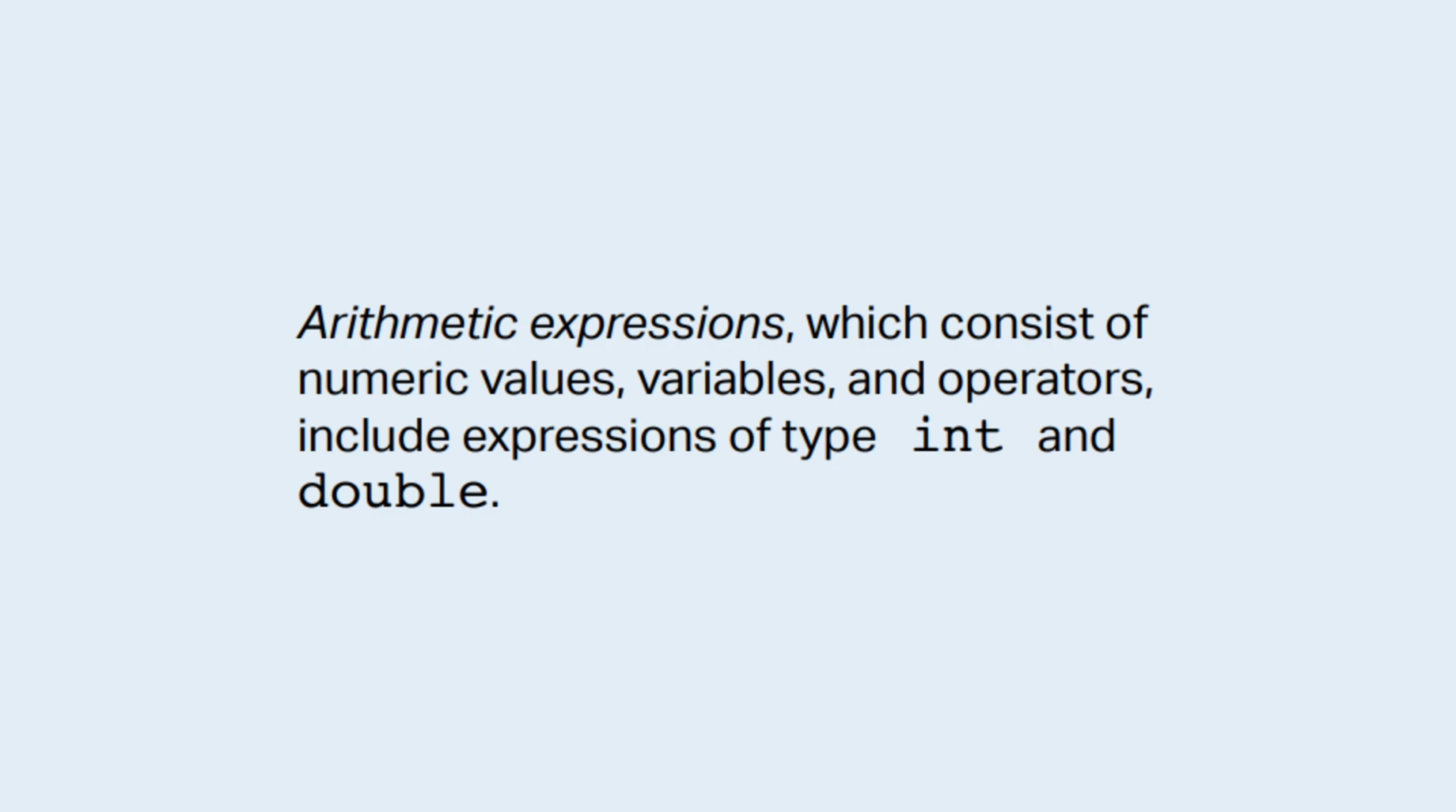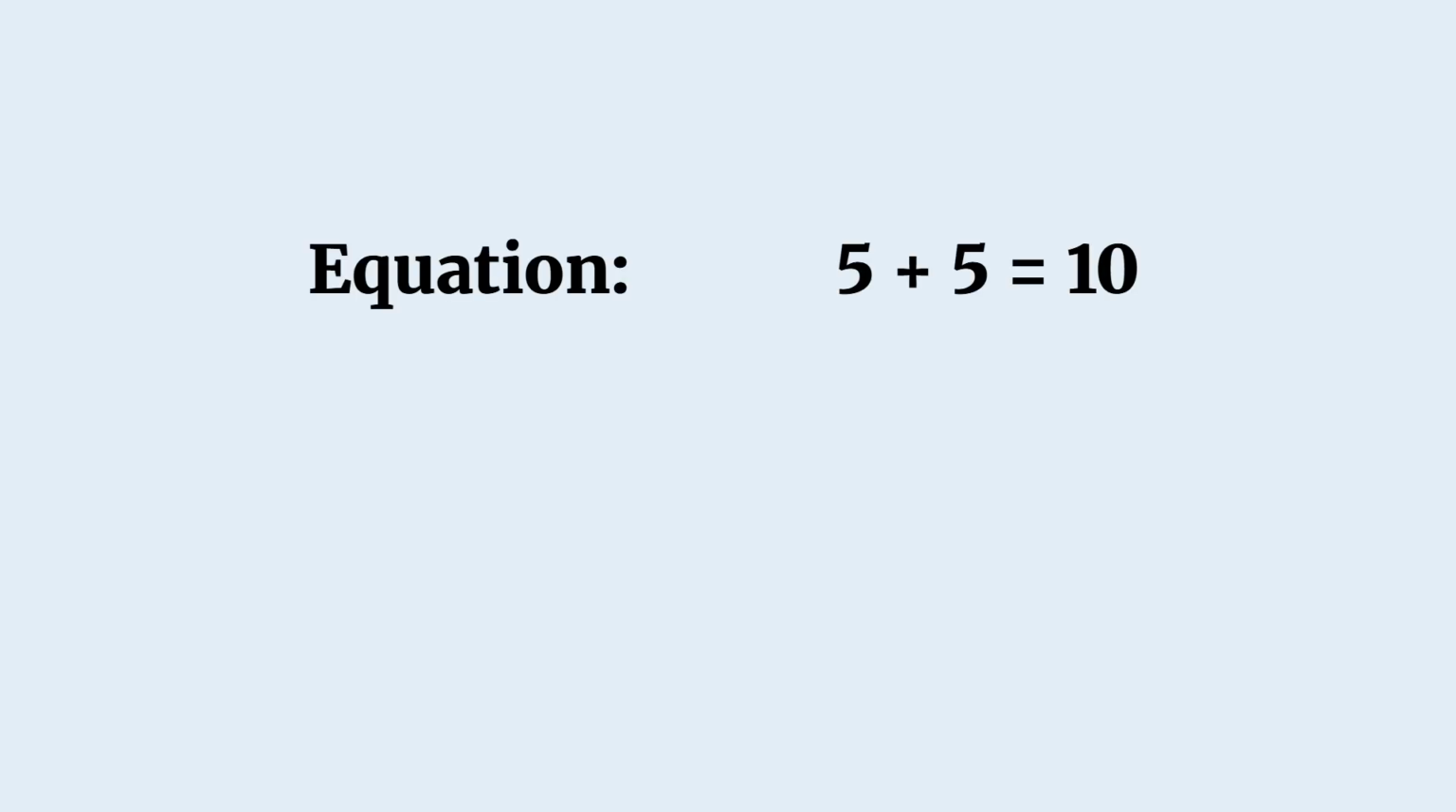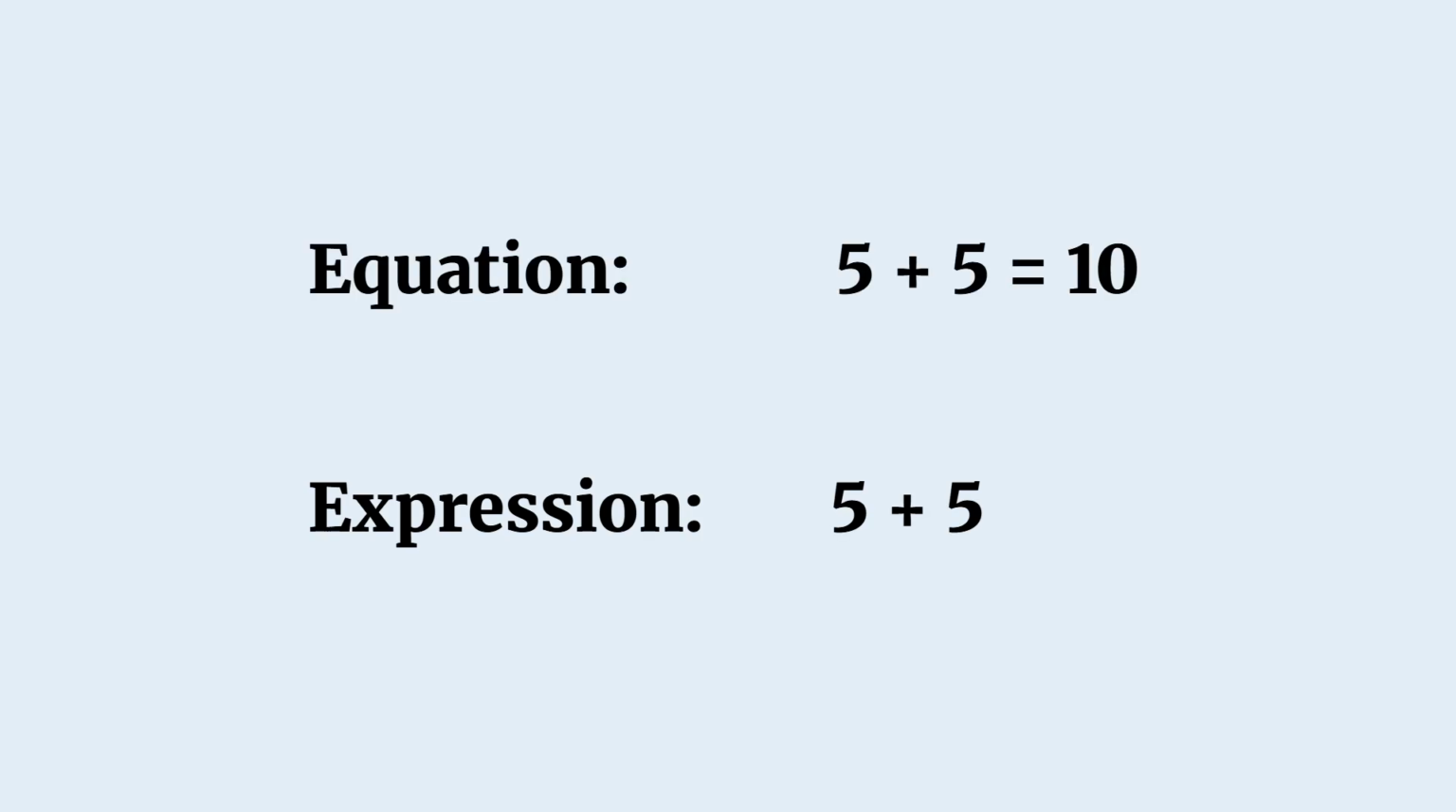Arithmetic expressions, which consist of numeric values, variables, and operators, include expressions of type int and double. In your math class in elementary school, you learn the difference between an arithmetic equation and expression. An arithmetic equation includes an equal sign and an expression does not. Arithmetic expressions in Java are the exact same thing you're familiar with, except it is not just operators and numbers, but also can include variables.